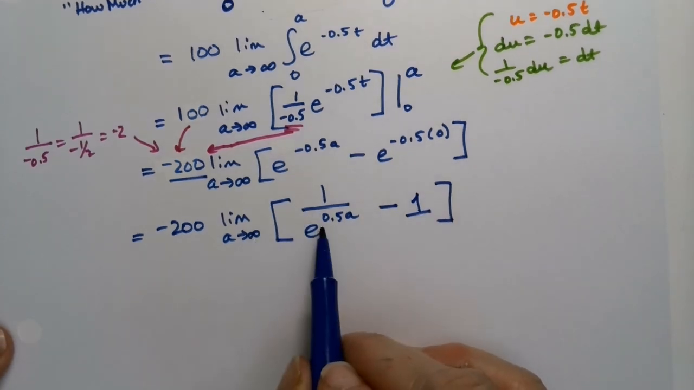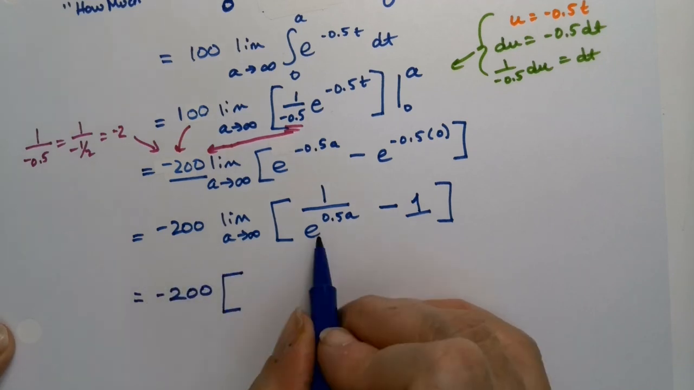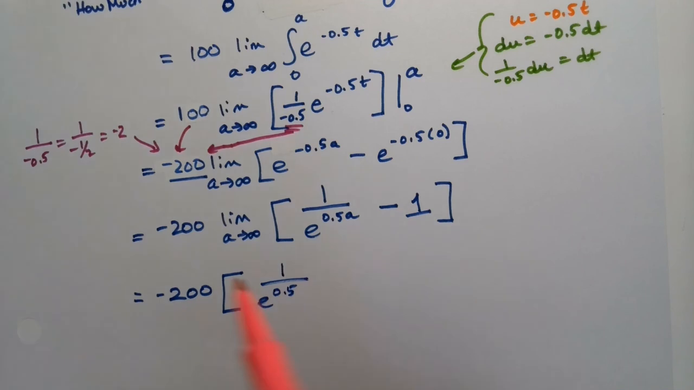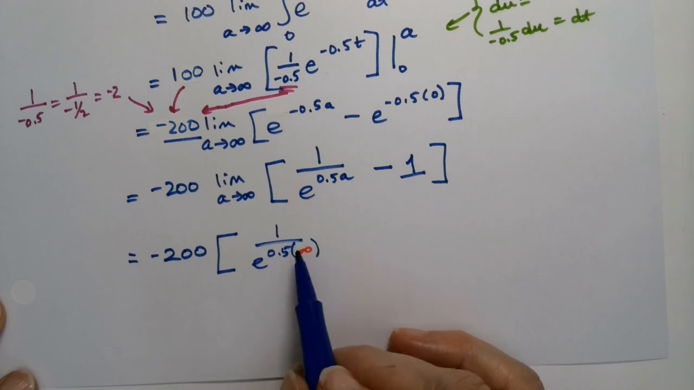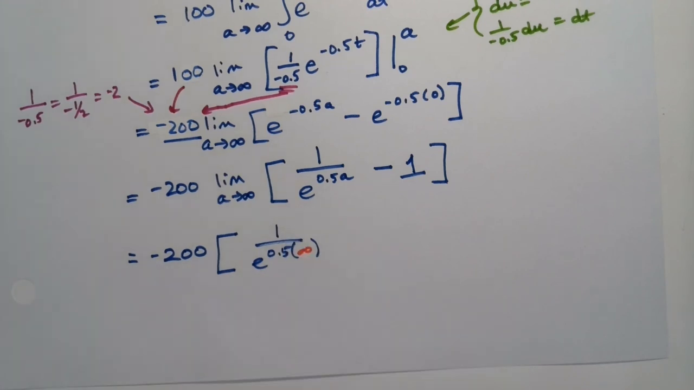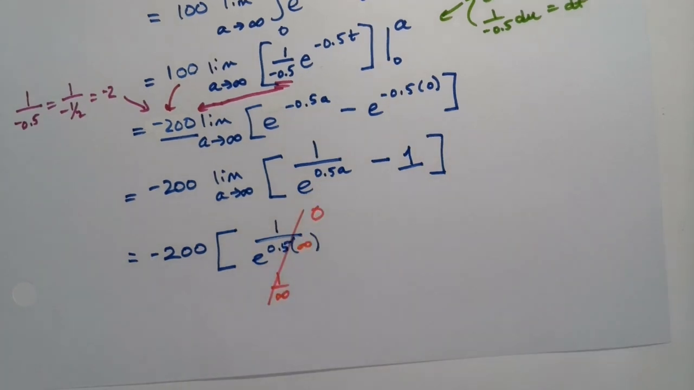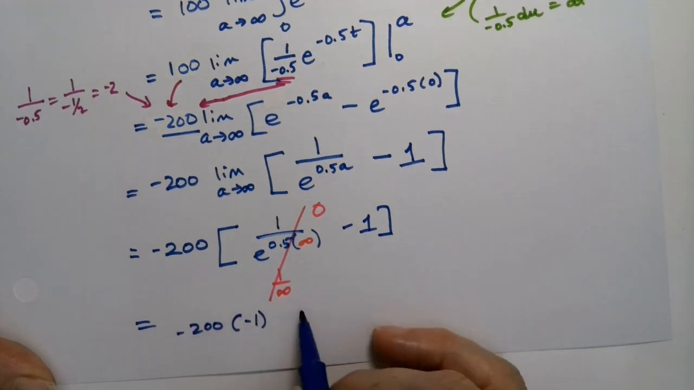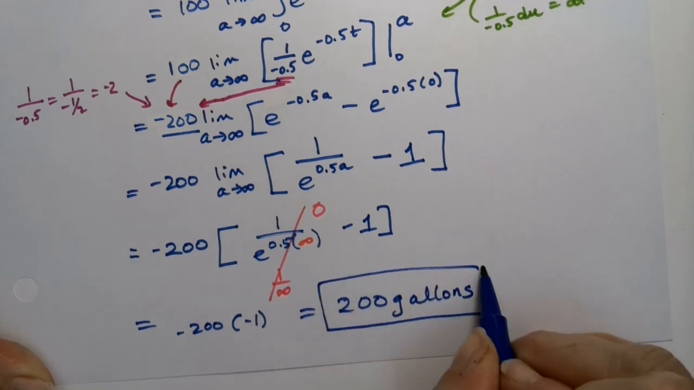Okay, so now I can put infinity in, finally. This is negative 200, and then I'm actually going to put in infinity, kind of. I mean, it's not really putting in, it's more like logically thinking it through. So if you put infinity in here, e to the infinity is infinity, and 1 over infinity is 0. So that whole thing is 0, minus 1. So it looks an awful lot to me like you have negative 200 times negative 1, which is 200 gallons. So if you leave that rain barrel open forever, 200 gallons will drain out of it.